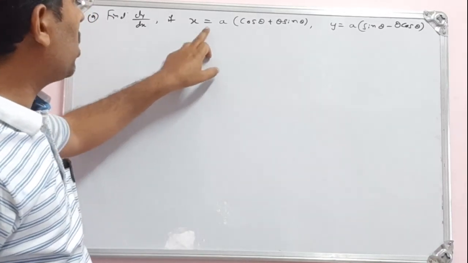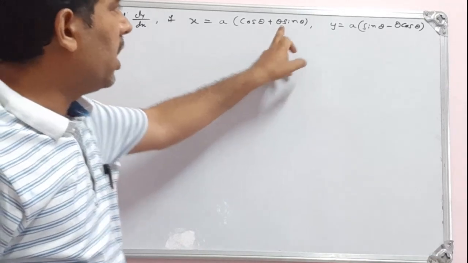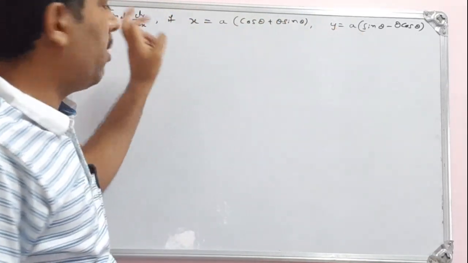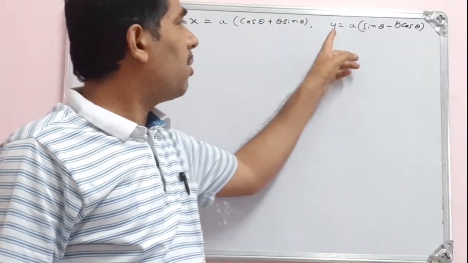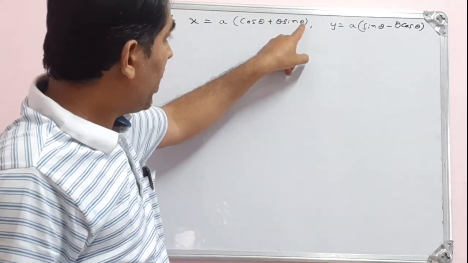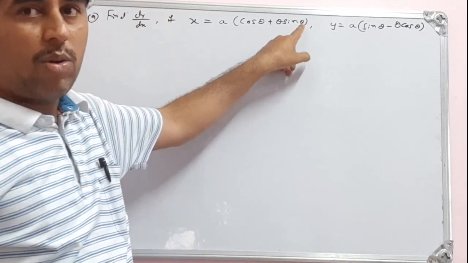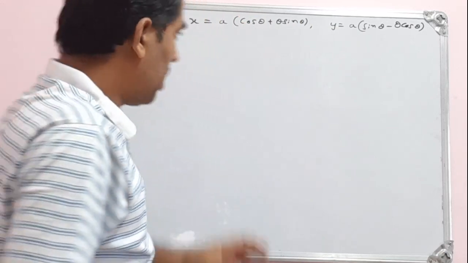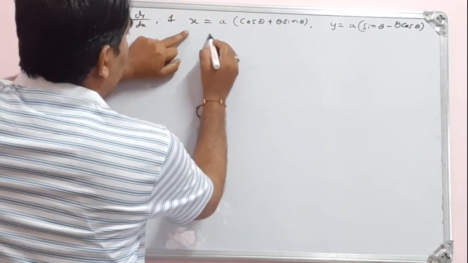If x is equal to a into cos theta plus theta sin theta, and another function y is equal to a into sin theta minus theta cos theta, we have to find the derivative. Here also, both the variables are expressed in the form of another variable or parameter theta. So we have to differentiate both with respect to theta. Take them up one by one.